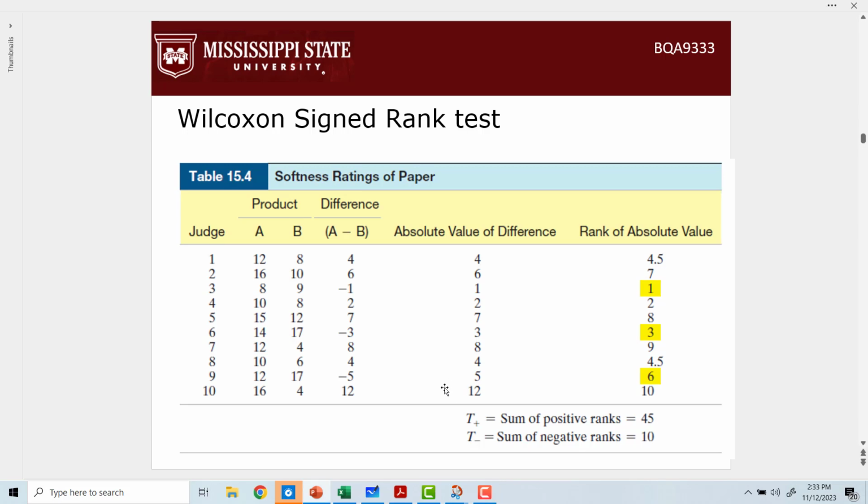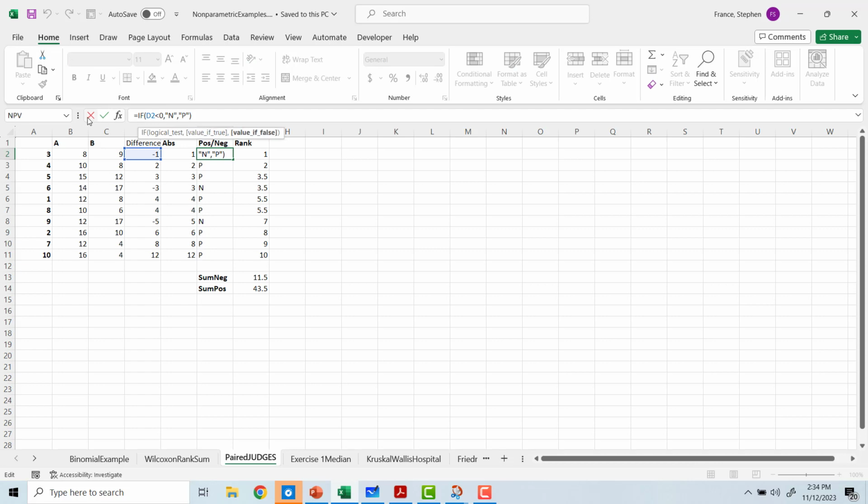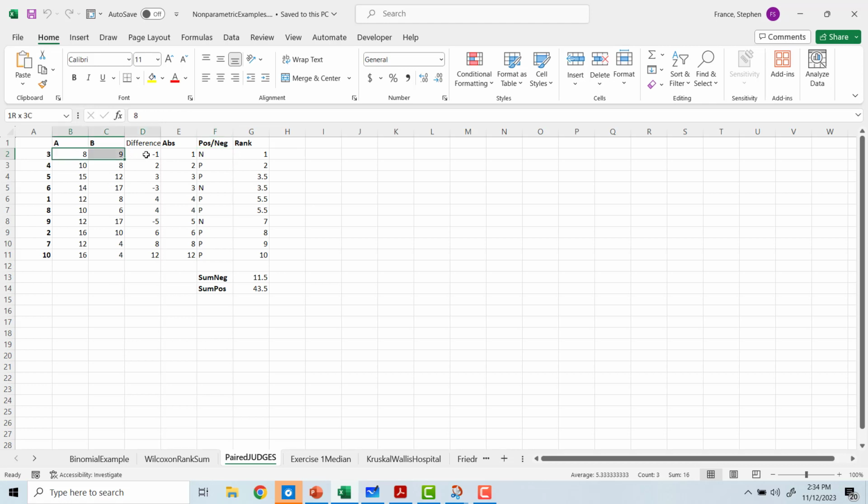So let's have a look at this in a spreadsheet, with the mistake actually gotten rid of. We have the ratings for A and the ratings for B, then the difference, and then the absolute value. I've also said if the difference is less than 0, then we record a negative, otherwise a positive. Note this is a different order from the slides. I've ordered by the actual absolute differences, and then I've given the ranks.